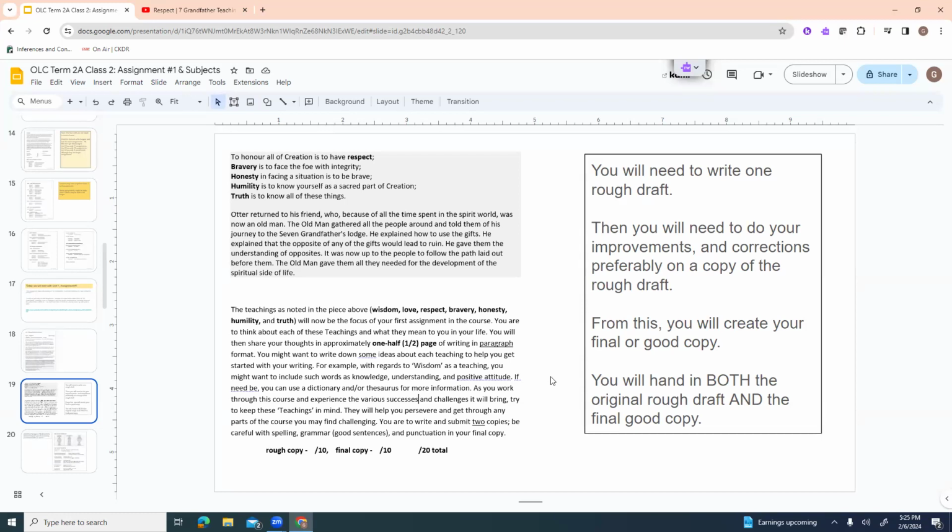As you work through this course and experience the various successes and challenges it will bring, try to keep these teachings in mind. They will help you persevere and get through any parts of the course you may find challenging.